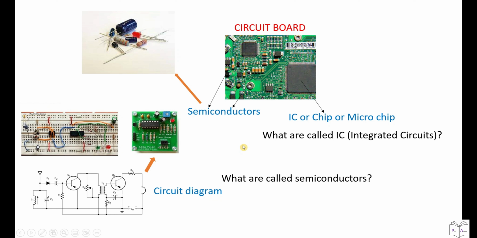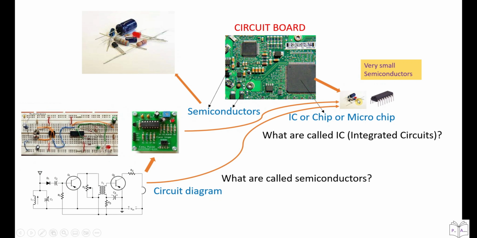What are called IC or integrated circuits? They also contain these small semiconductors, but they are very much small in size compared to this. Do they also have circuit connections like this? Yes, of course. They also have circuit connections among them. But what is the purpose of making this kind of integrated circuit? See, for some applications, the circuit diagrams are fixed and the components are also fixed. In such a case, they will make this kind of integrated chip.